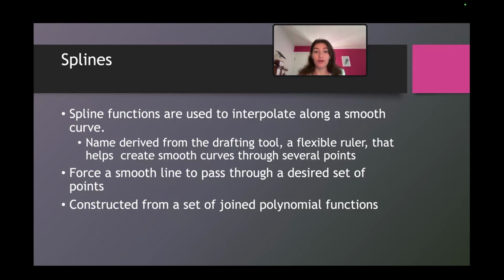So splines are functions used to interpolate along smooth curves. You may have heard or utilized splines in some sort of statistics to also interpolate values. The name is derived from the drafting tool, which is a flexible ruler, and that helps to create smooth curves through several points. You can force a smooth line to pass through these desired sets of points, and it is constructed from a set of joined polynomial functions.